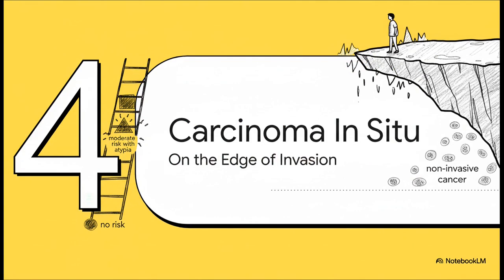So, we have climbed the ladder of risk, haven't we? From no risk to a small risk to a moderate risk with atypia. So what is the next logical step?